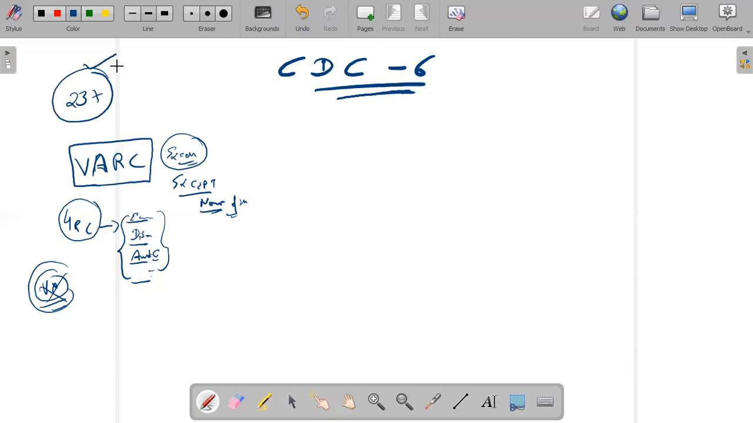But still, 23 plus marks here would be good enough. I literally don't know what the cutoff would be in this CDC 6 VRC. People might have scored better or worse. I don't exactly know because the data is not out yet.